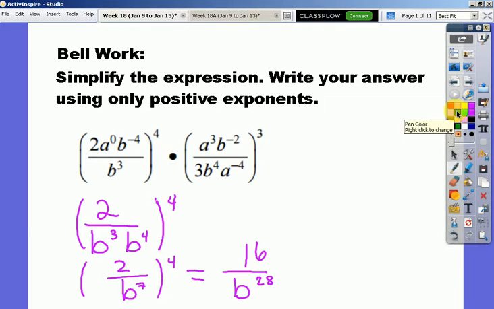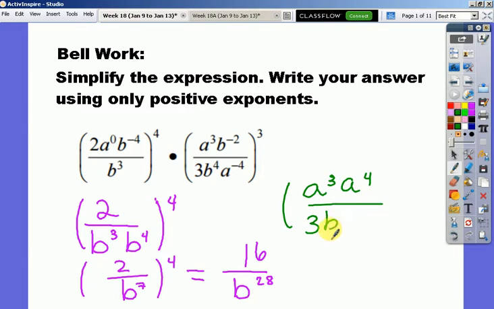So, what do we do with the next set of parentheses? What do we do first? Yes. Bring b to the -2 down and a to the -4. Yep. We switch places with the b to the -2nd and a to the -4th. So, in other words, we end up with a cubed a to the 4th divided by 3b squared b to the 4th. And all that's raised to the 3rd, or all that's cubed.